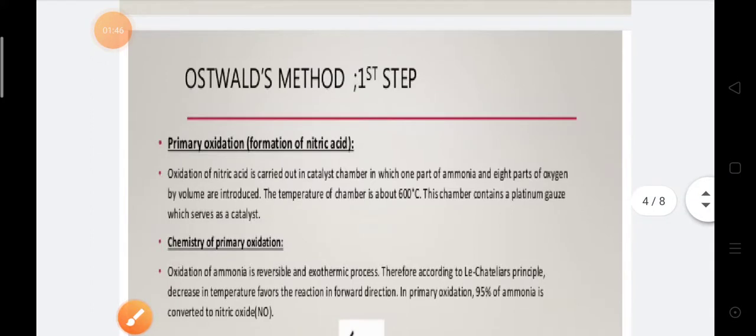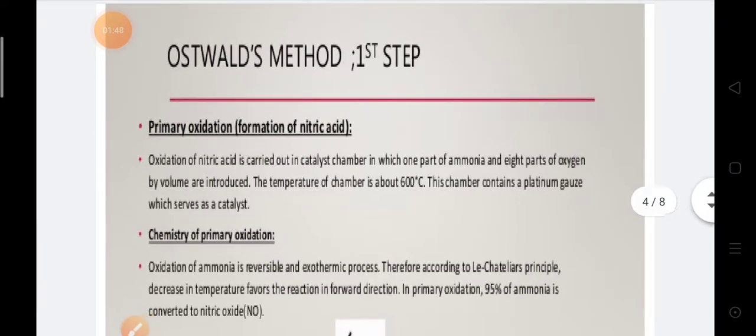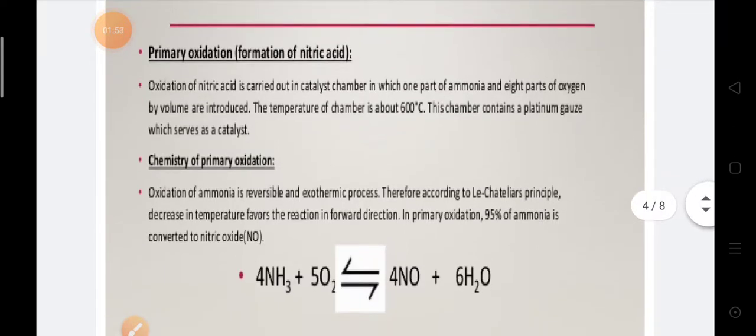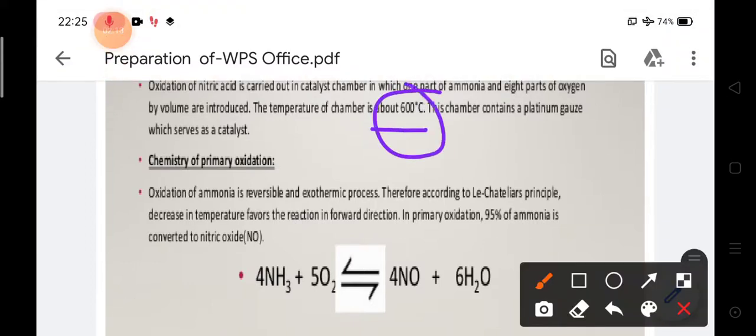Step number 1 is the primary oxidation, where we oxidize NH3 to form nitric oxide, that is NO. Here the oxidation of NH3 is carried out in a catalyst chamber, in which 1 part of ammonia and 8 parts of oxygen are reacted together. The temperature of the chamber is almost 600 degrees Celsius. The chamber contains platinum, which acts as a catalyst.